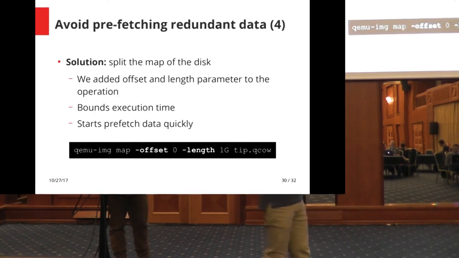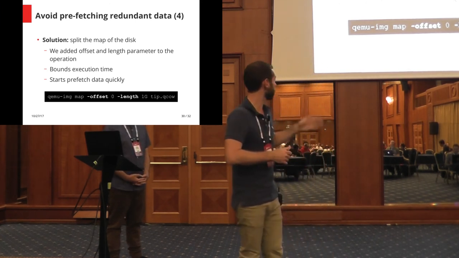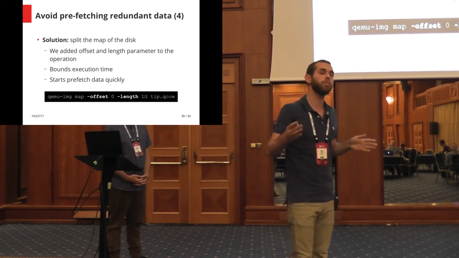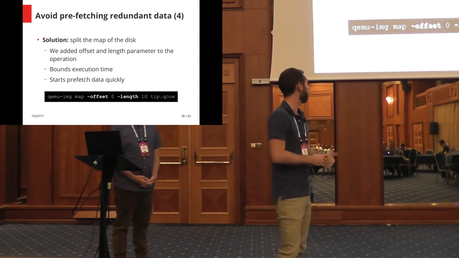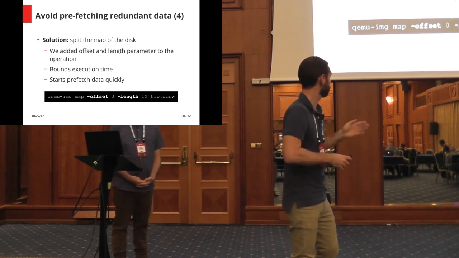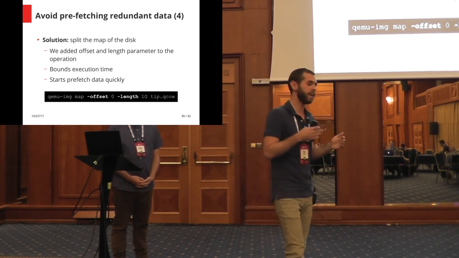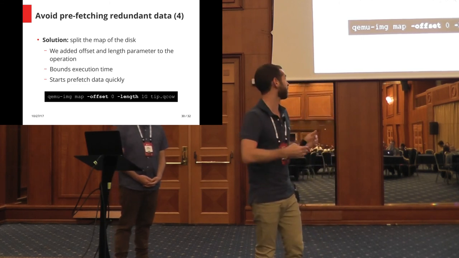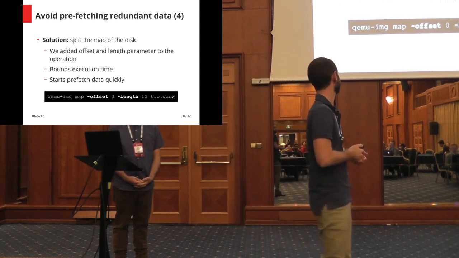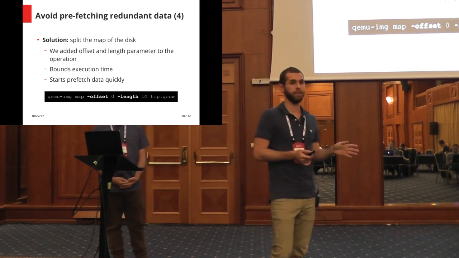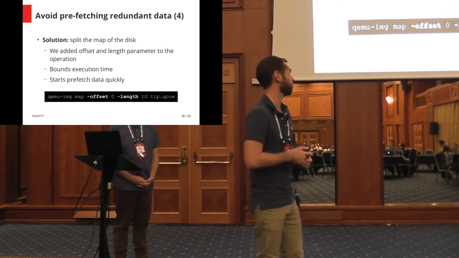So what we had to do is add more parameters to the QEMU image map command. This is an internal work we did. Just add offset and length parameters so we can break down the QEMU image map command into several parts. Now we can bound the execution time, and we chose 1 gigabyte parts. So we first map the first 1 gigabyte of the virtual disk, understand where the allocated sectors are, and then read using DD and QEMU NBD only these sectors, right? And if we see that this gigabyte contains only unallocated data, we don't need to read it. So this helps us to start prefetching data quickly, and it really improved performance and boot time for our customers. So it was a good optimization.